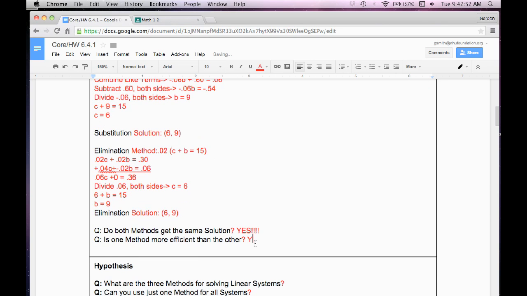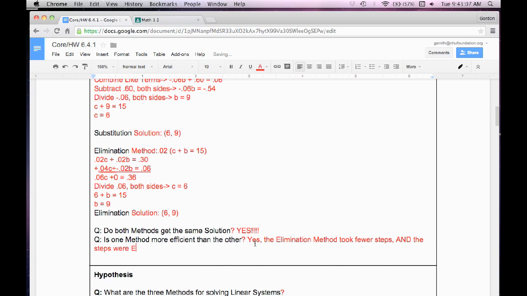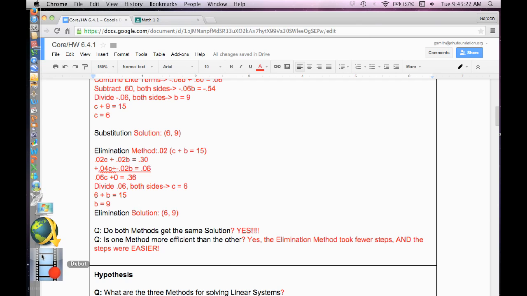So yes, the elimination method took fewer steps and the steps were easier. If you want to talk about the definition of efficient, efficient is less work and easier work. If it's less work and easier work, it is more efficient. So yeah, we would say the elimination method was more efficient for this problem. Nice.